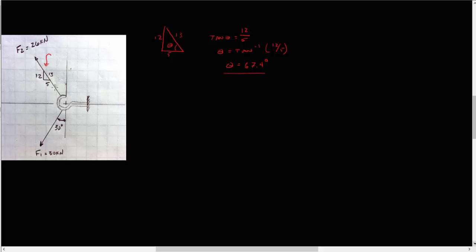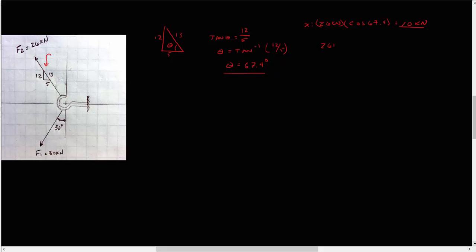So let's look at this vector F2 real quick and just show something. Let's just look at the x direction. Now if we were using the angle, we could say 26 kilonewtons times the cosine of 67.4 degrees. If you plug that into your calculator, you're going to get 10 kilonewtons. Now I could also do it in a different way.